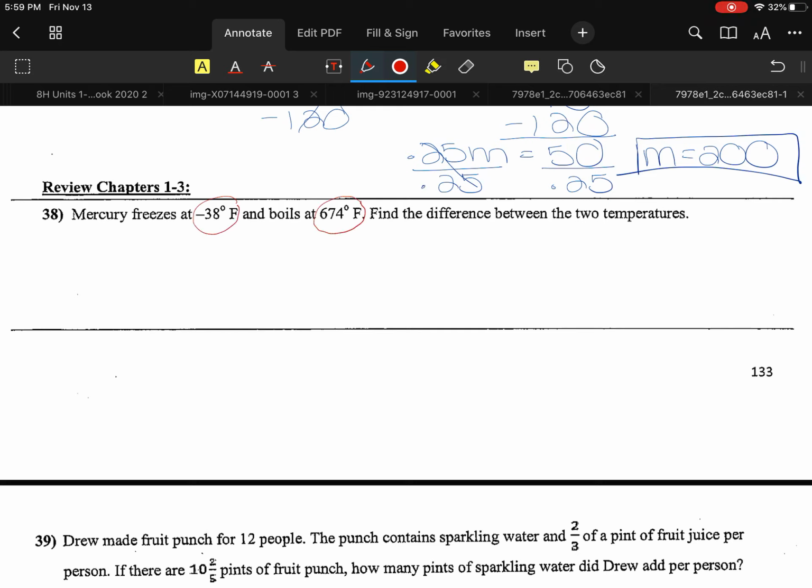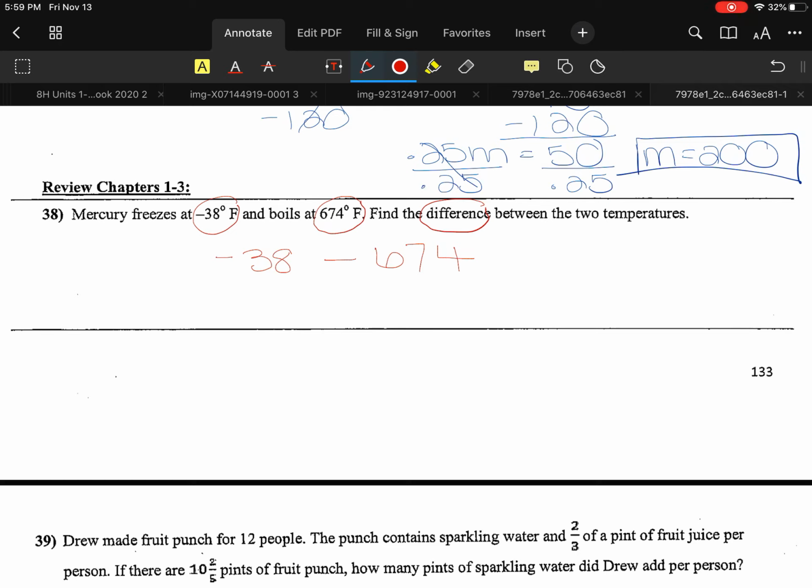Mercury freezes at negative 38 degrees Fahrenheit and boils at 674 degrees Fahrenheit. Find the difference between these two temperatures. Difference is subtraction. There are no switch words here. We have negative 38 and 674. So the order stays like that.